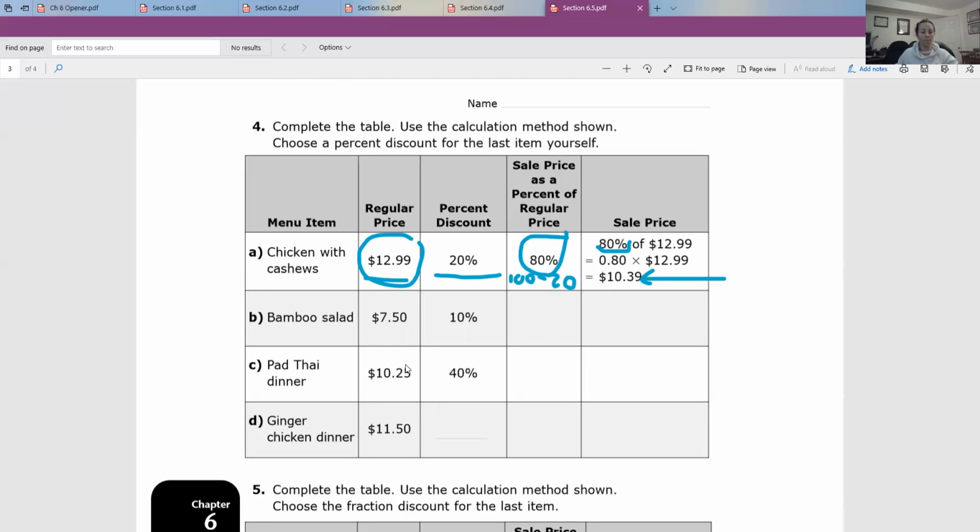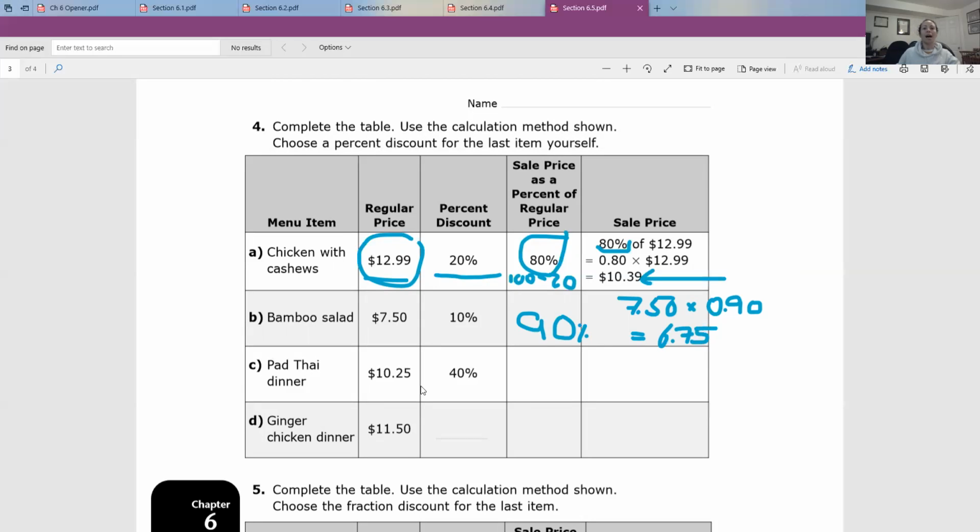Okay, let's look at the second one. Something that's $7.50 is 10% off. 100% minus 10% is 90%. If I wanted to figure, oh, I should put my percent sign. There we go. Okay. If I want to figure out the sale price, I'm going to take $7.50 and I'm going to times it by 90%. But I never write it with the percent sign. So I have to turn 90% into a decimal. So it's going to be 0.90. And when you multiply those together, you should get $6.75.